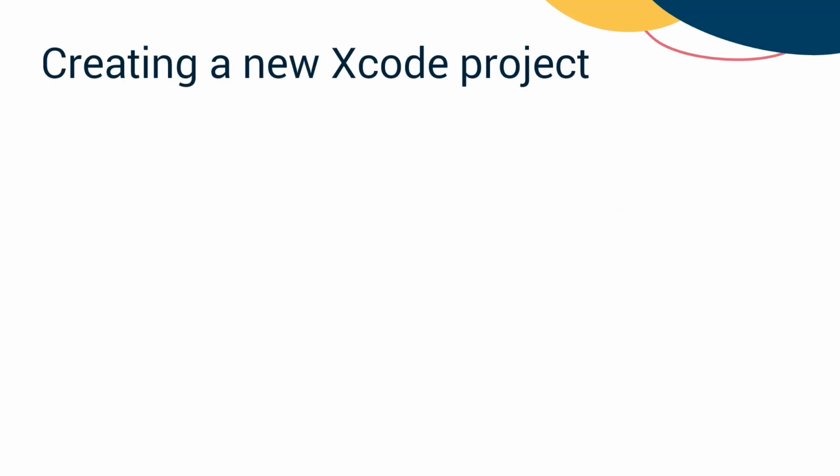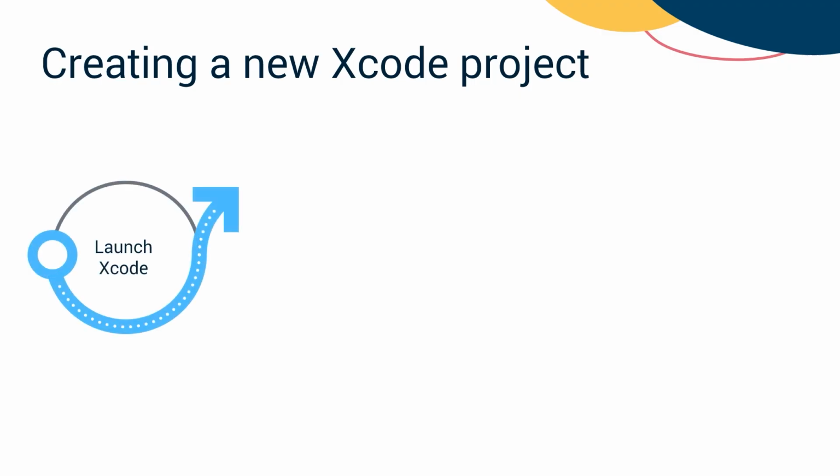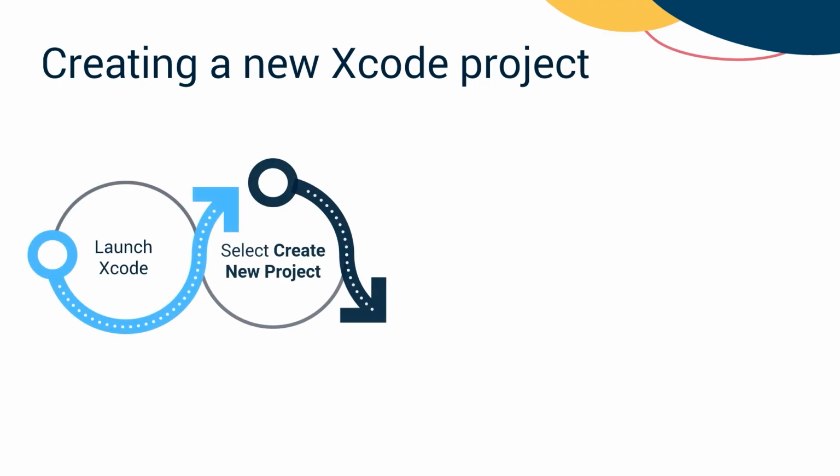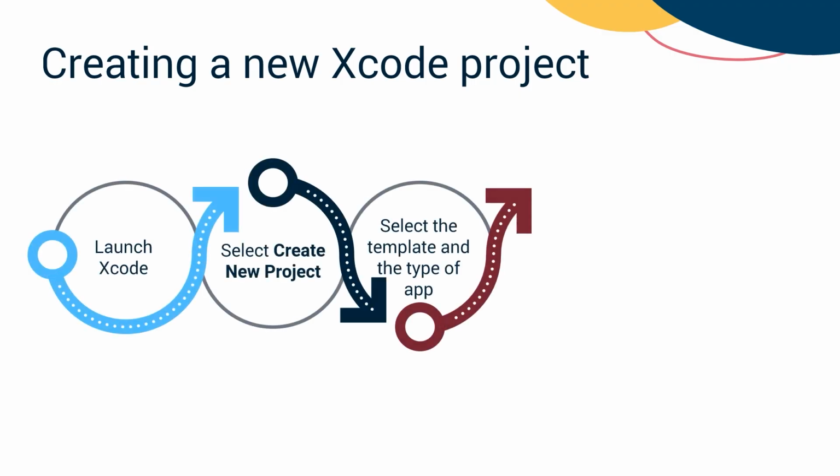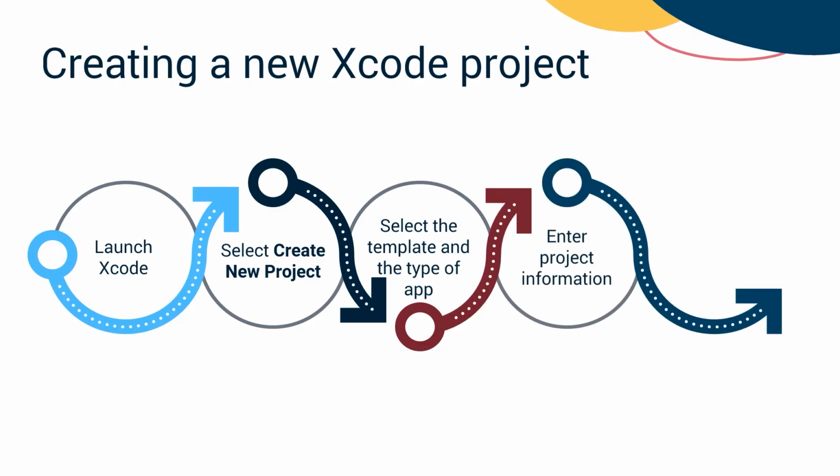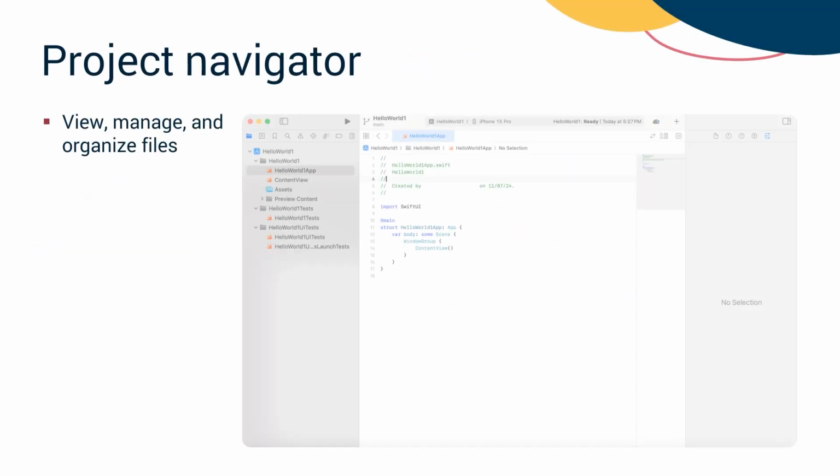To create a new Xcode project, launch Xcode on your system and select Create New Project. Then, select the template and the type of app you want to develop. Next, enter project information and select the location to save your project. The Project Navigator lets you view, manage, and organize your project's files.